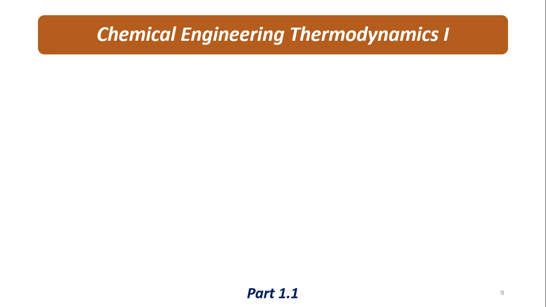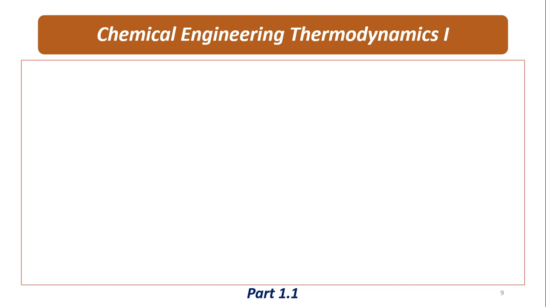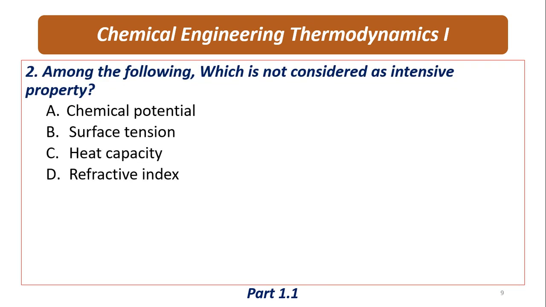Let us proceed to the second question. Among the following, which is not considered as an intensive property? A. Chemical potential, B. Surface tension, C. Heat capacity, D. Refractive index. Before providing the answer for this question, let us see what is an intensive property and an extensive property.